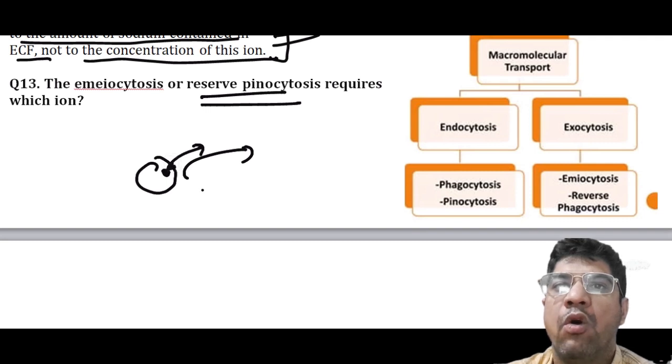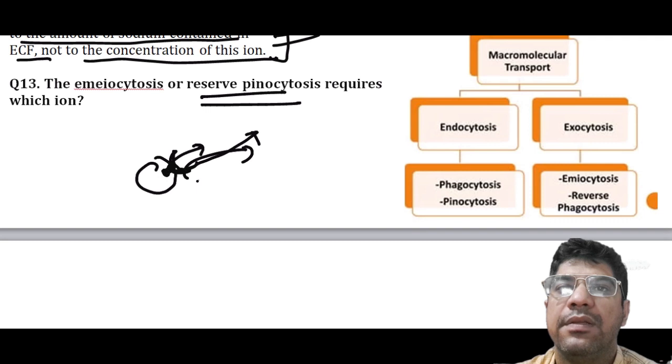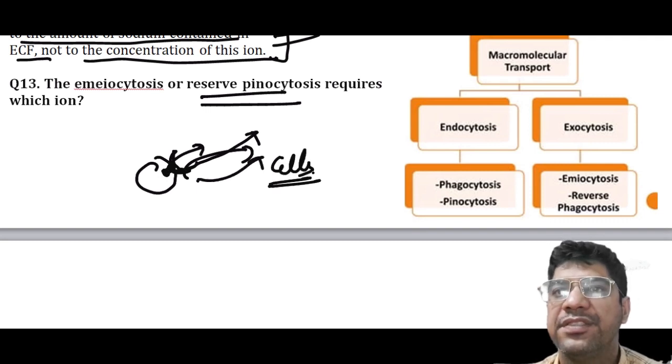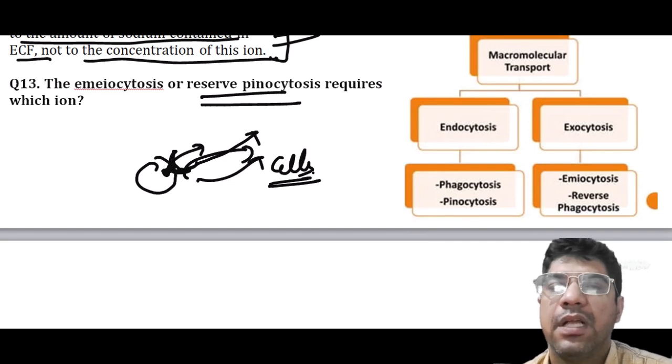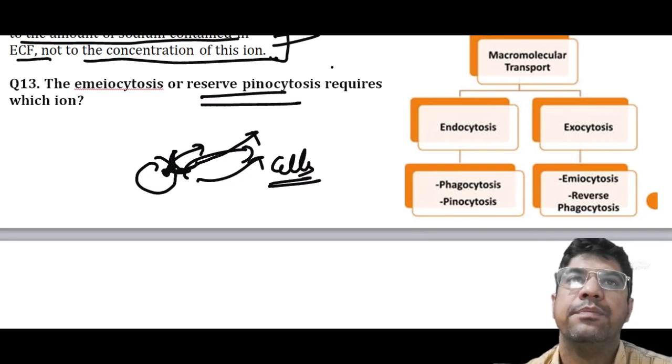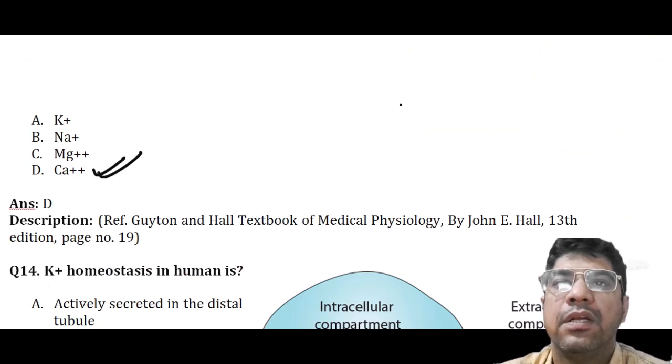A small channel opens up between the inside of the vesicle and the outside of the cell. So the stuff inside the vesicle that wants to be released passes out through this channel and goes out of the cell. So reverse pinocytosis, where the cell pushes material out of the vesicles, involves calcium ions.